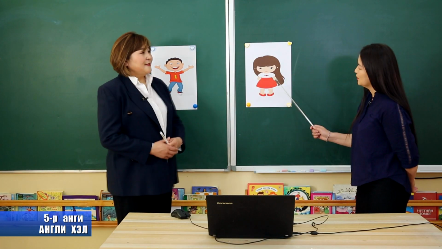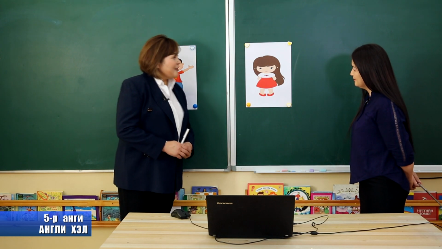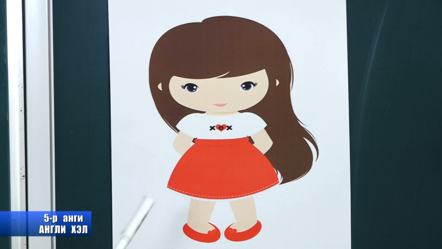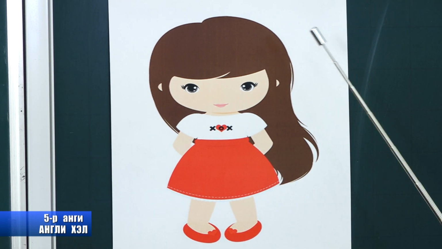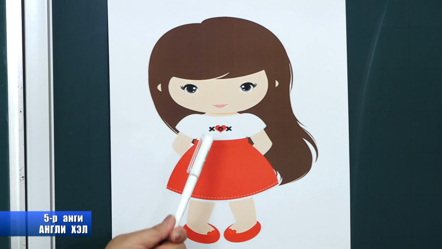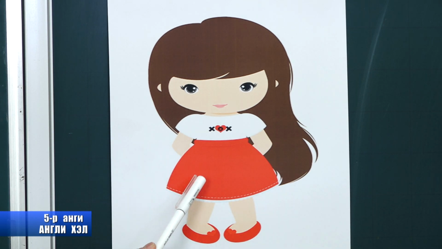Okay. Who is she? She is my friend. What's her name? Her name is Angli. What is she wearing? She is wearing a white t-shirt, red skirt, and red shoes.